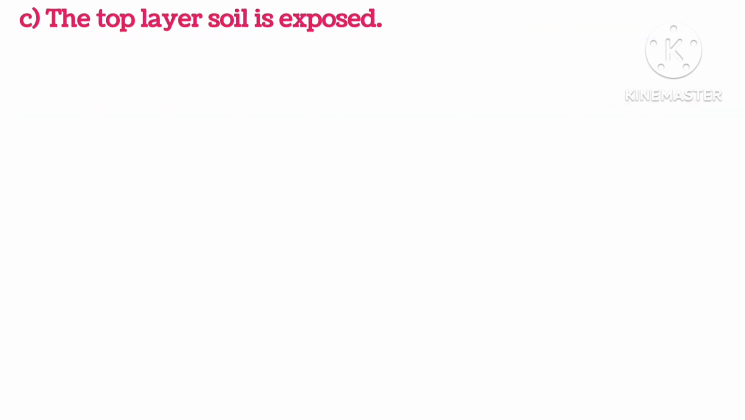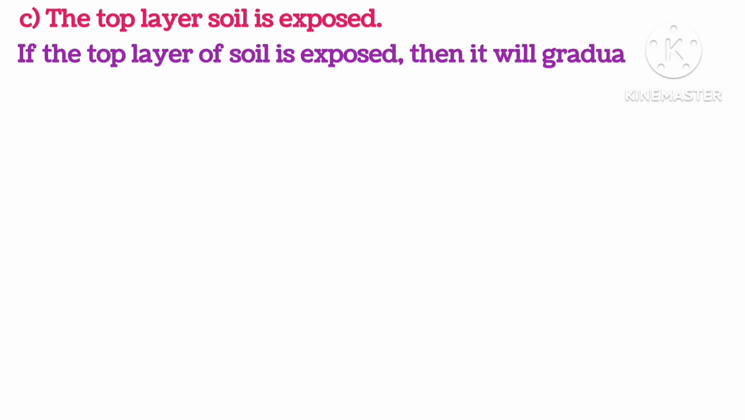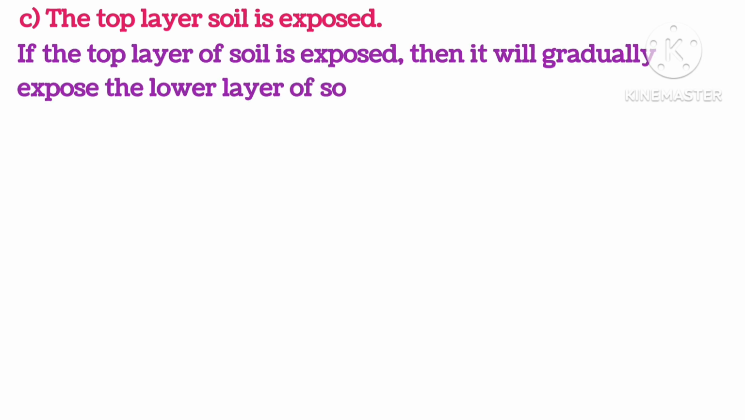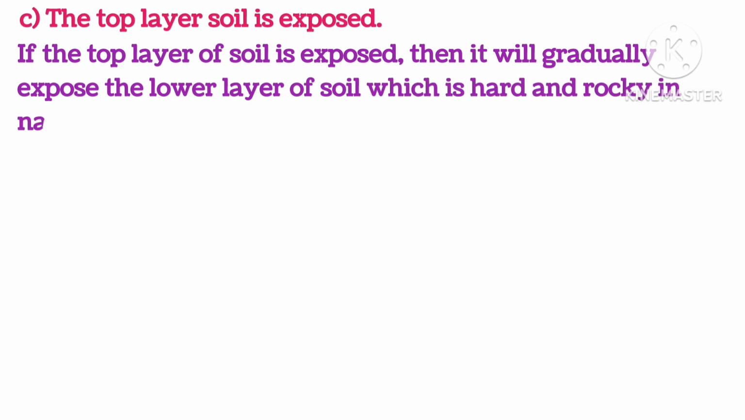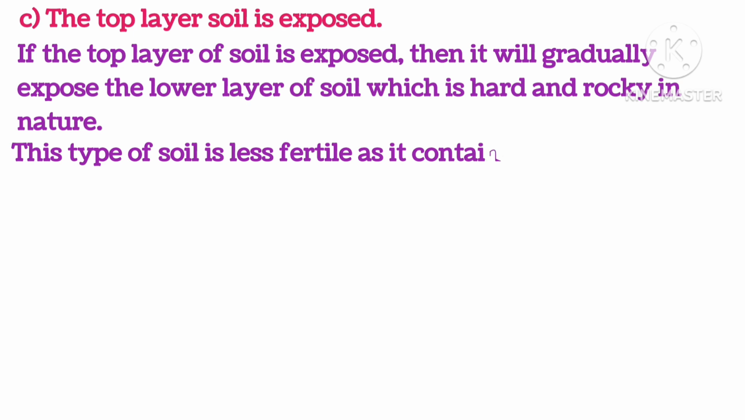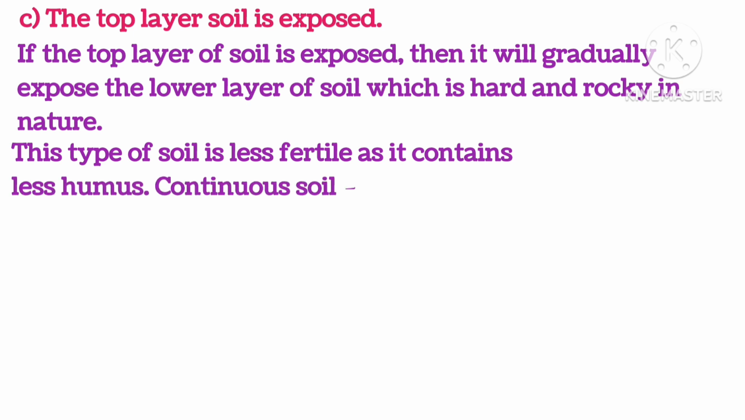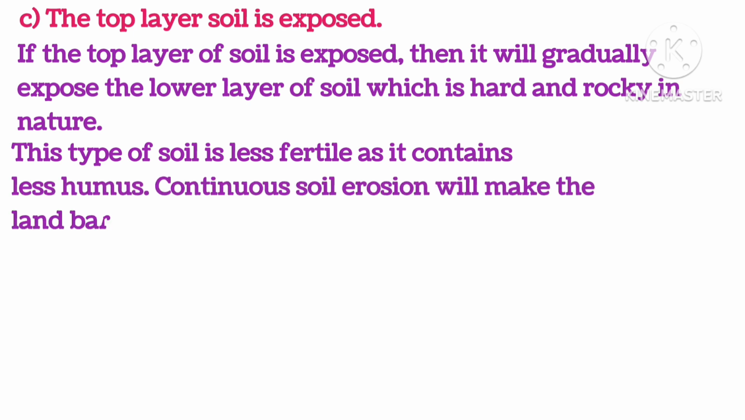The top layer of soil is exposed. If the top layer of soil is exposed, then it will gradually expose the lower layer of the soil, which is hard and rocky in nature. This type of soil is less fertile as it contains less humus. Continuous soil erosion will make the land barren or infertile.